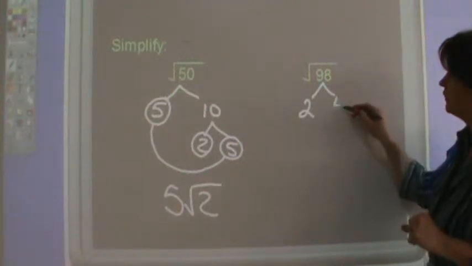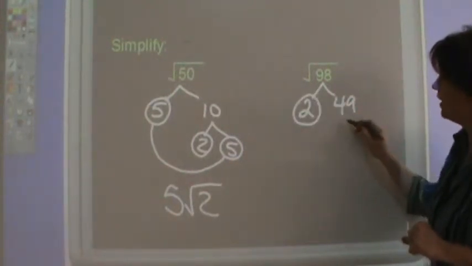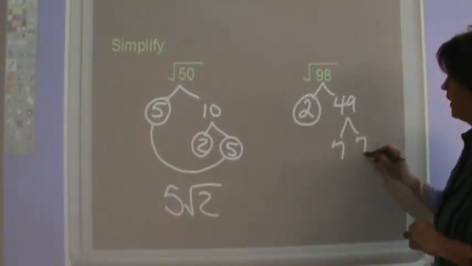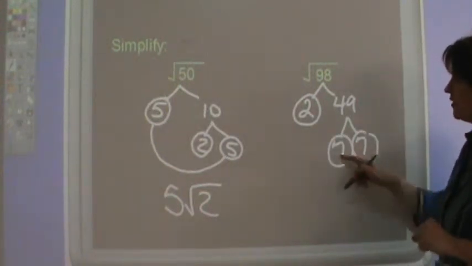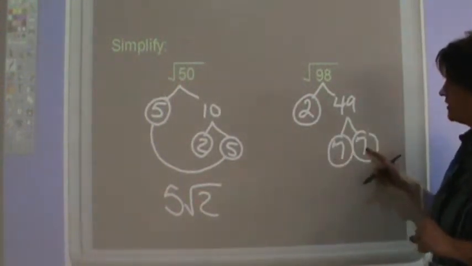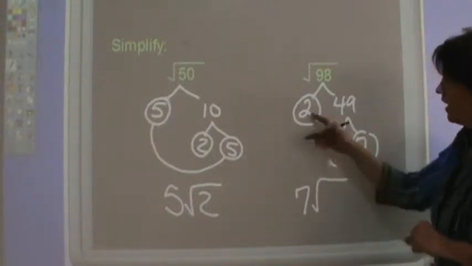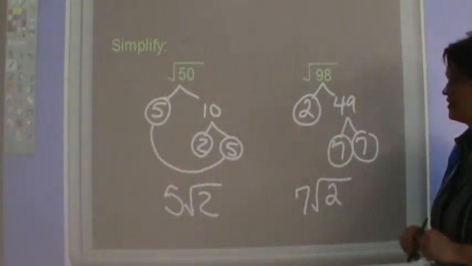That would be 2 times 49. 2 is prime, 49 is not, so I'm going to keep going. All right, I got a pair of 7s. Square root of 7 times square root of 7 is just 7. Again, I don't have a partner for my 2, so it's just going to stay underneath.